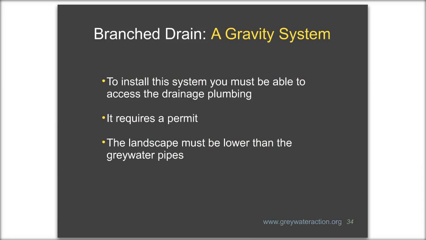Okay. So we'll go to the next kind of system. This is a gravity flow system. It's called a branch drain system. And to install this system, you need to be able to access the drainage plumbing of your house. So you need to either have a basement or a crawl space or exterior plumbing or some way to get to that plumbing. It requires a permit, and the landscape must be lower than the gray water pipes.